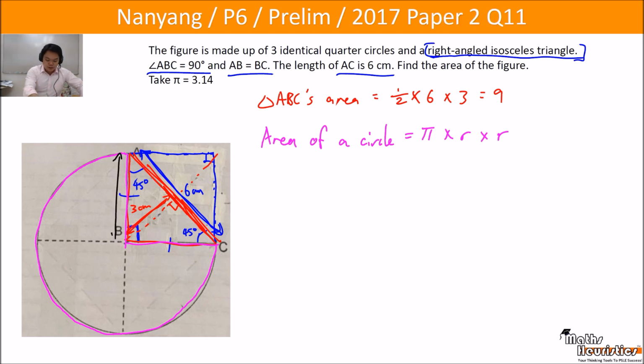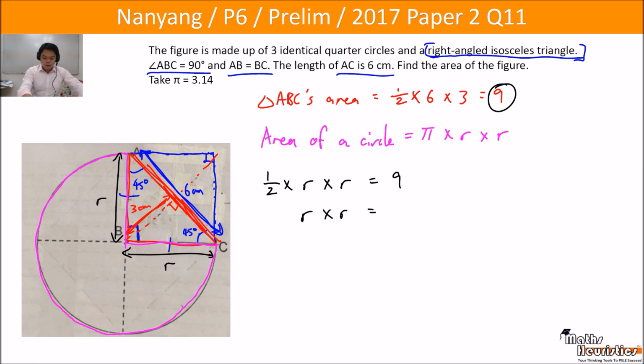I can see that the area of this triangle can also be expressed as half times r times r. And that would give me 9, as I have found earlier. This means that the radius times radius would be 9 divided by half. Then that would give you 18 cm squared.